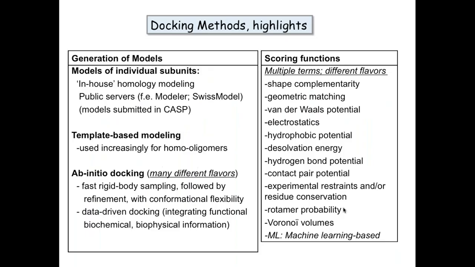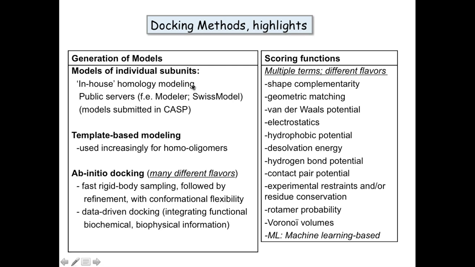Okay, so just a quick summary, because everything really depends on the methods, and this was something that we discussed a lot in CAPRI meetings, and that people in the CAPRI community exchange a lot of information on. So the generation of models, of course, you can use homology modeling. You have to use homology modeling.